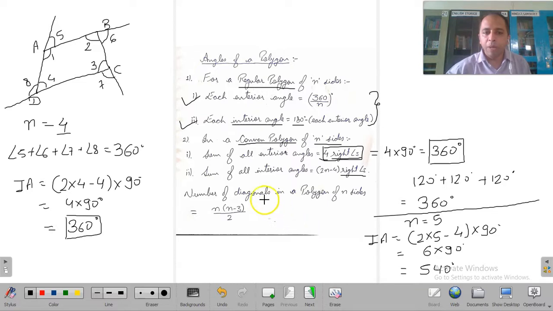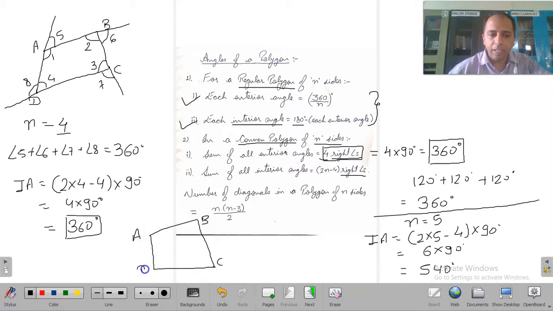Now, the number of diagonals in a polygon. What do we mean by diagonal? Let's understand with the help of a quadrilateral. Say this is a quadrilateral A, B, C and D. I told you in the previous class that the points A, B, C and D are known as the vertices of this quadrilateral. The corner points are known as the vertices of a polygon.